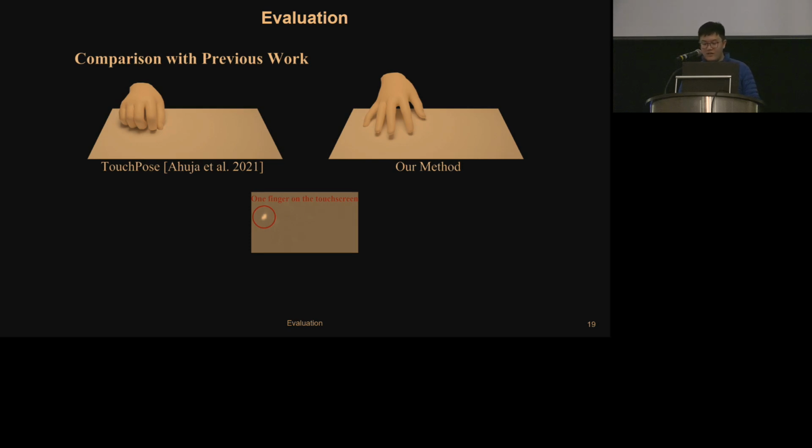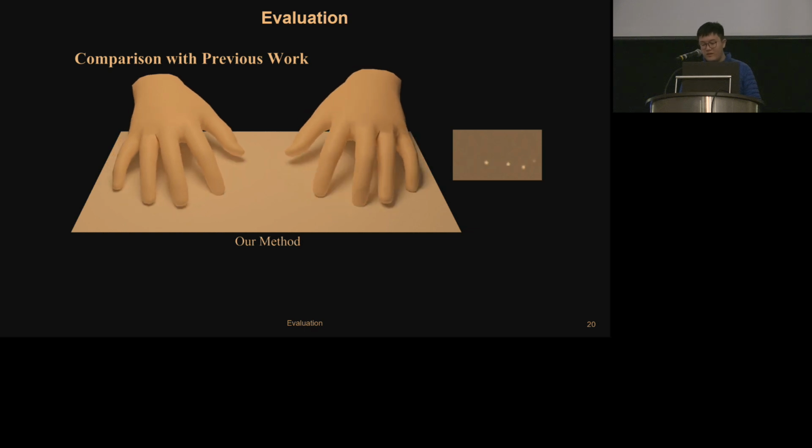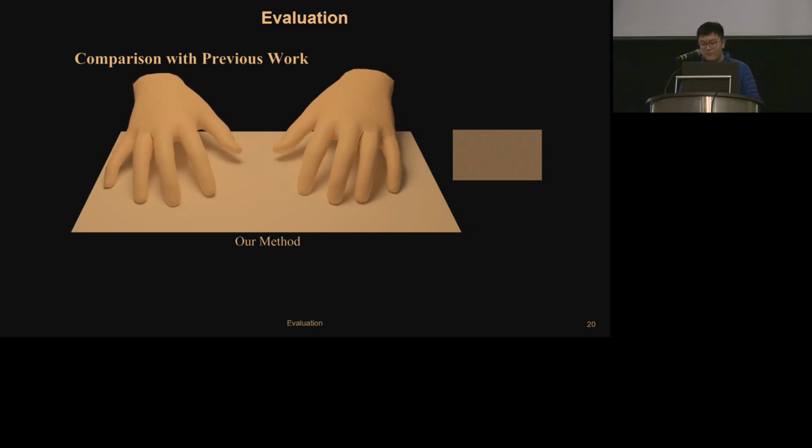We compare our method with the most related work, TouchPose. In the case of fingers tapping the touchscreen, sometimes only one finger is on the touchscreen. Based on the temporal information, the result of our method is more accurate and stable. Different from TouchPose, our method further allows both hands to touch the touchscreen at the same time.